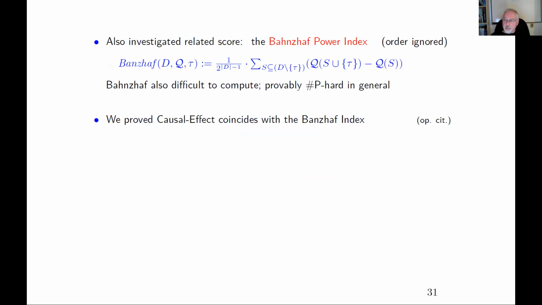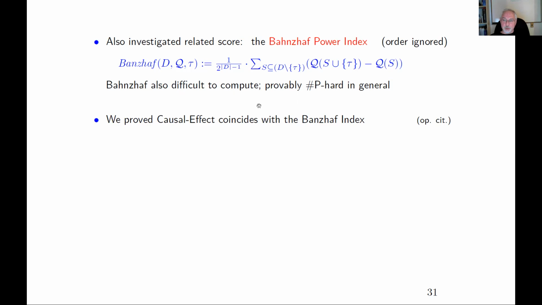Okay. In the same paper, we also investigated a related score that is the Banzhaf power index. It is also widely used. Actually, in spirit it is similar to Shapley. The difference here is that the order is not considered. So here again, we have the differences in the query value between having the tuple and not having the tuple. But now we consider the average over all the possible subsets. And this gives us the number of all possible subsets that do not contain the tuple tau. But again, this Banzhaf index is difficult to compute. It's actually probably sharp-P hard in general.